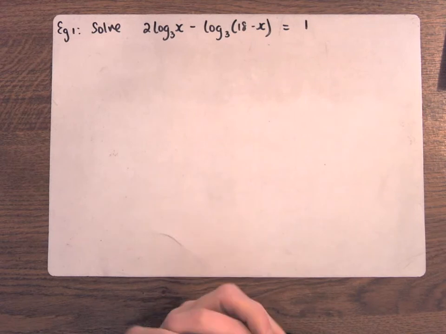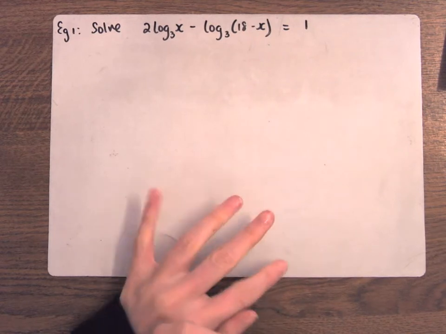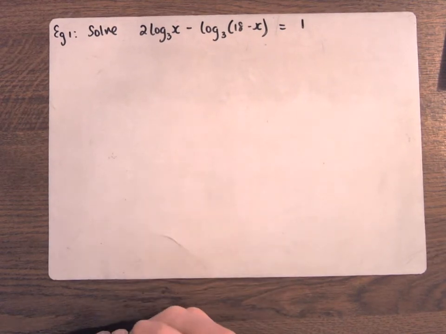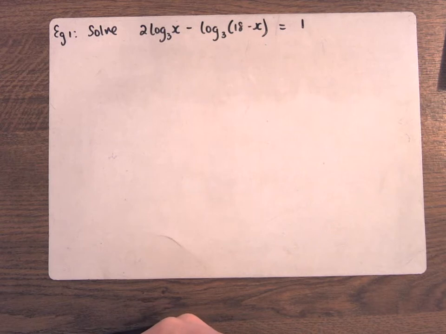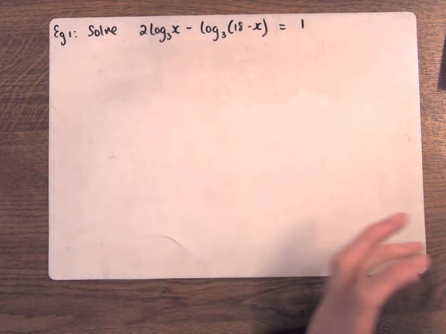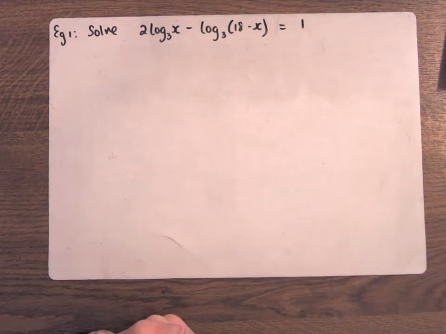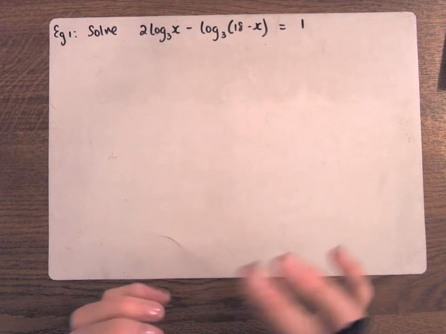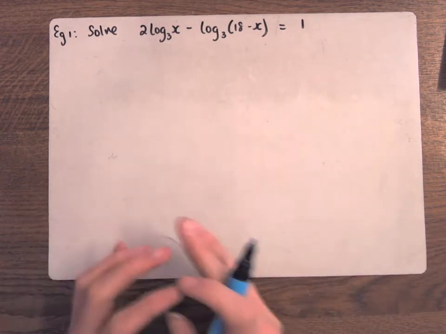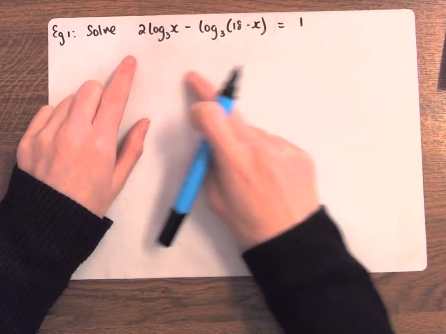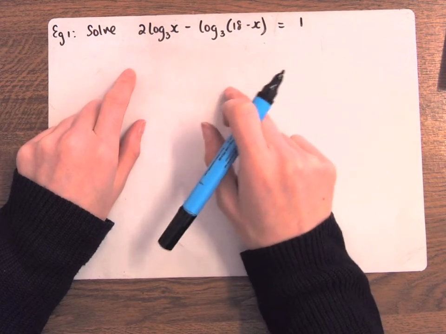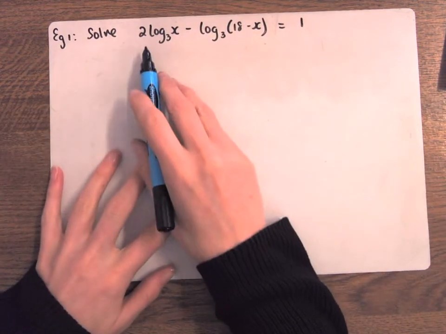Solve 2 log to the base 3 of x minus log to the base 3 of 18 minus x equals 1. Ideally, you're looking to have just one log on the left and one log on the right. Now you're not going to move from the left to the right, you're just going to work on this left-hand side here to get it to be one log. So, log of something.